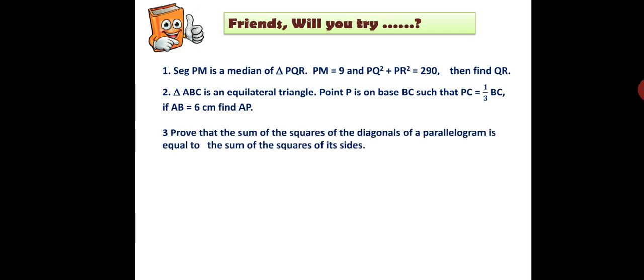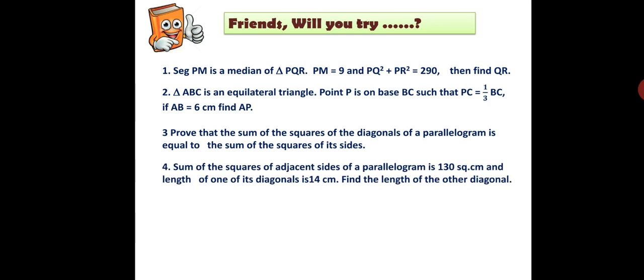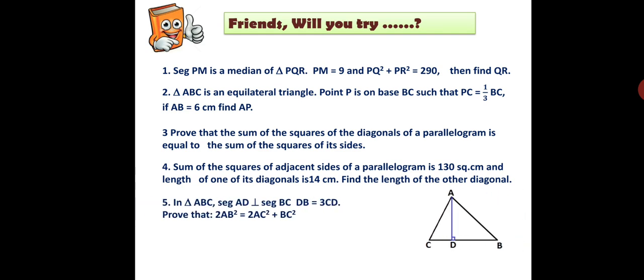Then next is prove that the sum of the squares of the diagonals of a parallelogram is equal to the sum of the squares of its sides. As we have considered a rhombus, here it is a parallelogram. Sum of the squares of the adjacent sides of a parallelogram is 130 square centimeter, and the length of one of its diagonals is 14 centimeter. Find the length of the other diagonal. In the adjoining figure, triangle ABC, segment AD is perpendicular to side BC, DB is 3 times CD. Prove that twice of AB square is equal to twice of AC square plus BC square. I think you will try these examples.